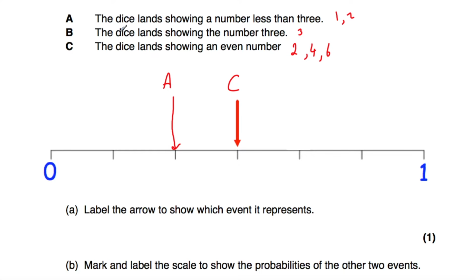And then event B says the dice lands showing the number 3. Well, there's only one number 3 on the dice out of the 6. So it's going to be 1/6. So it's going to be here, 1/6. So that would be event B. And that's it. So that's event B, that's event A, and that's event C.